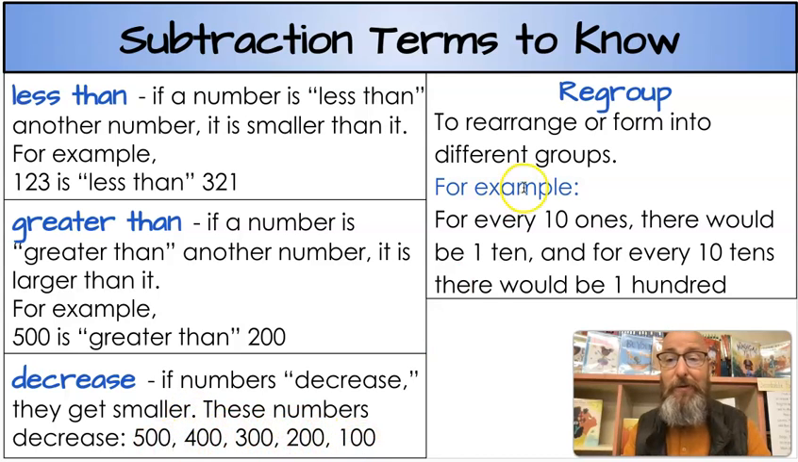They're getting smaller. Last, we have regroup. When you regroup, you rearrange or form different groups. For example, for every 10 ones, there'd be a 10. Backwards, for every 10, there's 10 ones. And for every 10 tens, there'd be 100. And let's do it backwards. For every 100, there's 10 tens. If you know that, that will help.